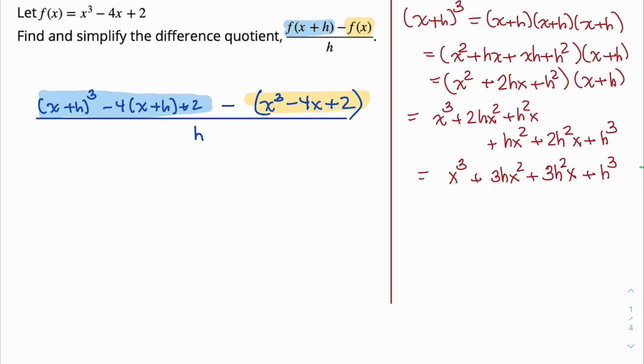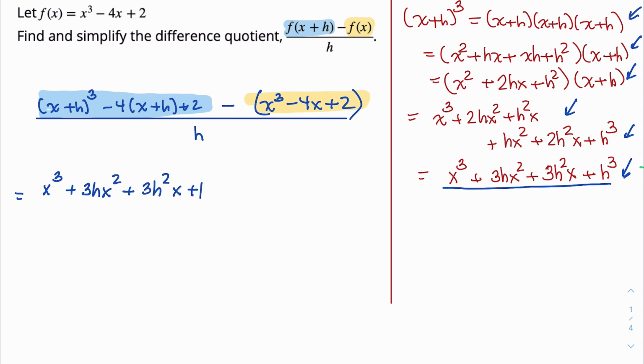So you notice that off to the side here, we have x plus h to the third equals. This just walks through how to find and simplify the cube of x plus h. And you notice that this expression right here, x to the third plus 3hx squared plus 3h squared x plus h to the third, is the expanded version of that. So I'm just going to go ahead and replace that. So you have x to the third plus 3hx squared plus 3h squared x plus h to the third. That all replaces x plus h to the third.